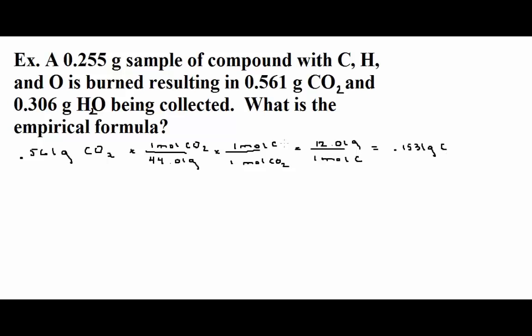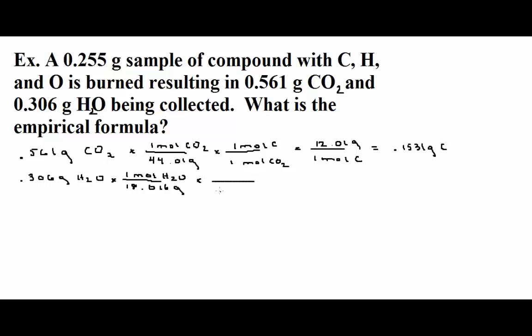grams of carbon. For the next problem, I'm going to figure out how much hydrogen came from the hydrocarbon. So I have 0.306 grams of water, and I need to convert that into grams of just hydrogen. So I'm going to put the molar mass of water on bottom, which is 18.016 grams, and I'm going to put 1 mole of water up top.